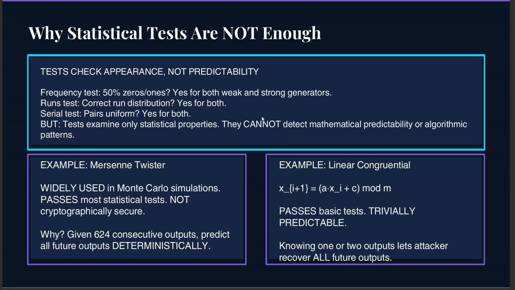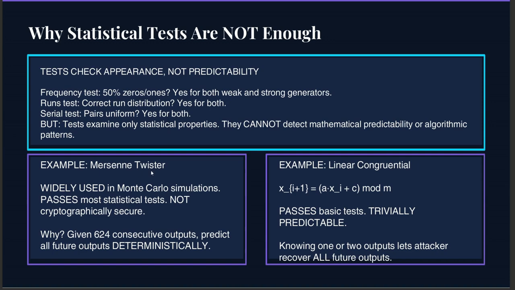They continue believing statistical tests guarantee security. The statistical tests check appearance, not predictability, and cryptography cares about predictability. Now let's revisit carefully. Frequency tests ask whether zeros and ones are balanced. Run tests ask whether patterns appear naturally. Serial tests ask whether pairs are distributed uniformly. A weak generator may pass all the tests perfectly but still remain mathematically predictable.